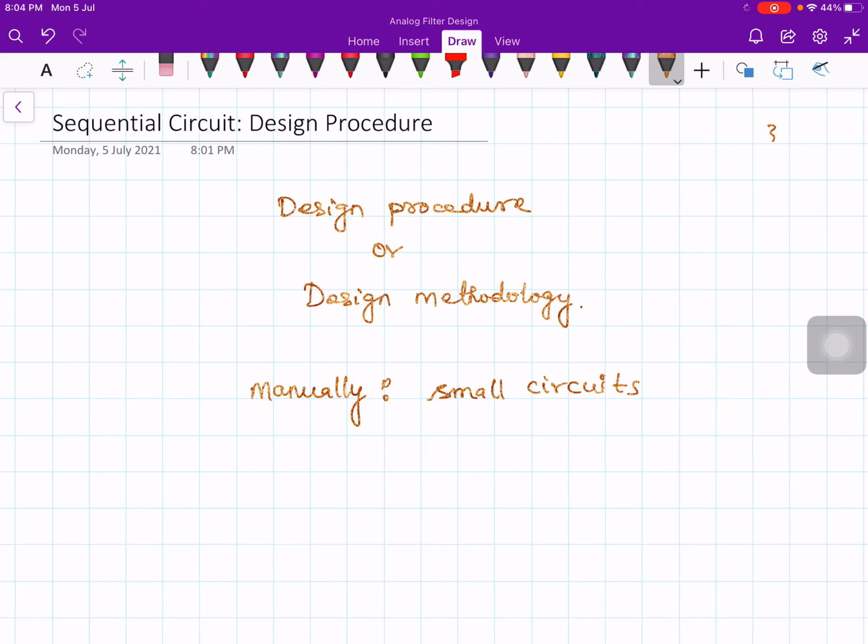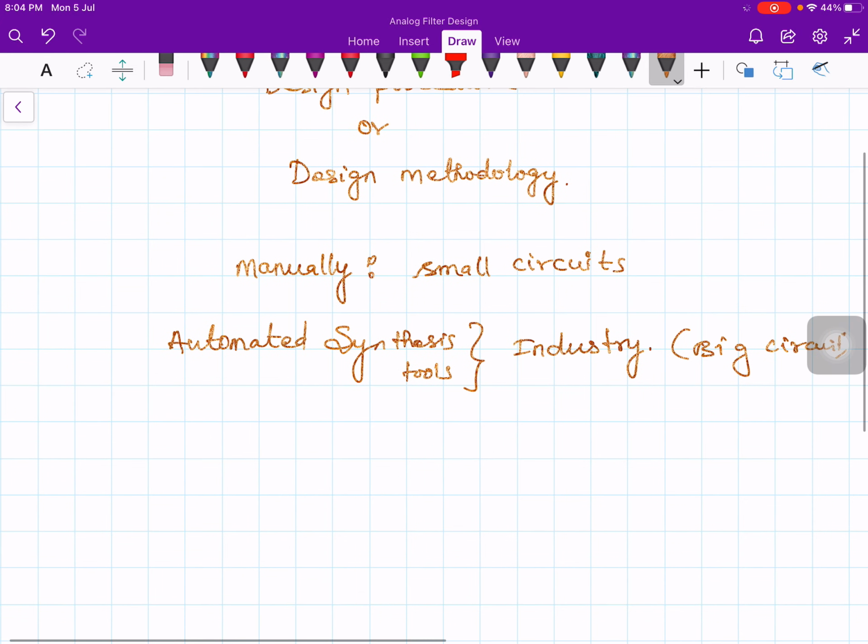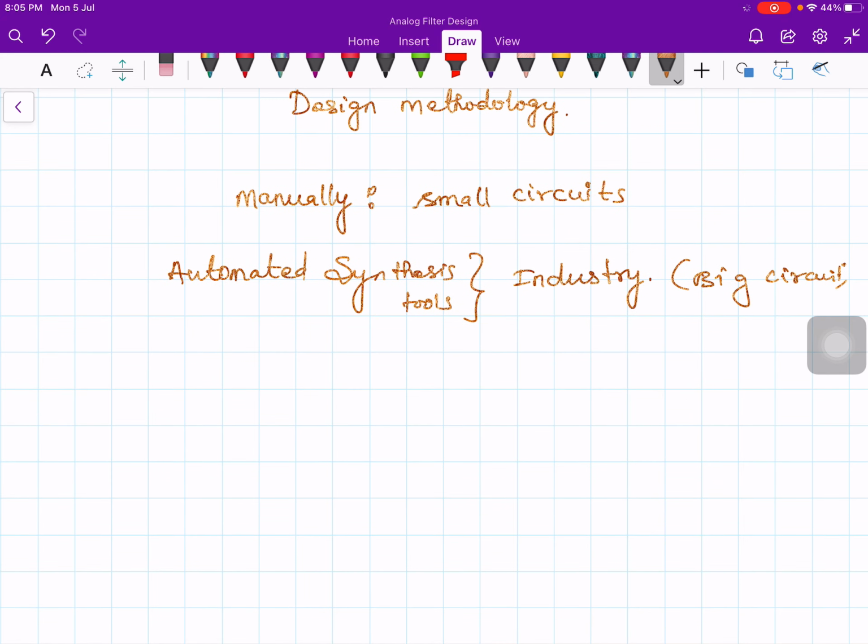So industry people will rely on automated synthesis tools. And generally they will define big circuits, or I can say complex circuits. So industry people will use automated synthesis tools for designing massive integrated circuits. It's a very big circuit. Therefore, the sequential building block used by synthesis tools is D flip-flop, because when I say sequential circuit, definitely I should have flip-flops.